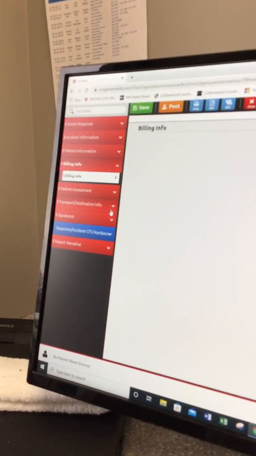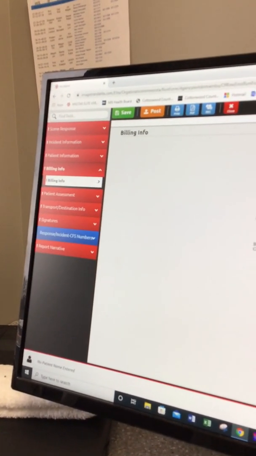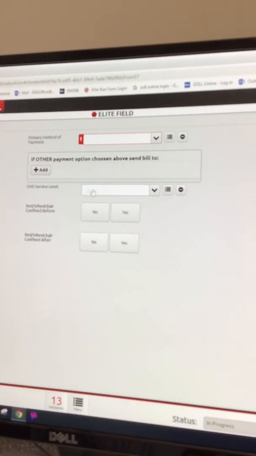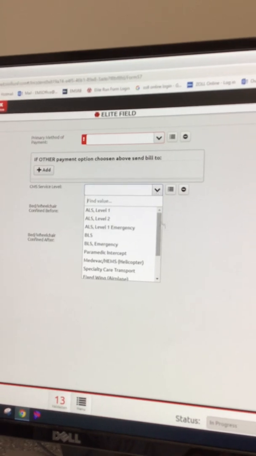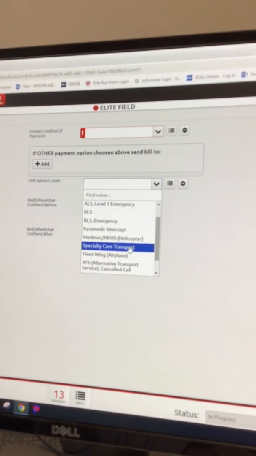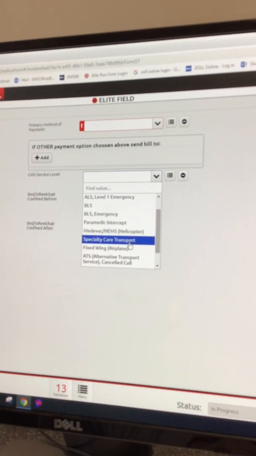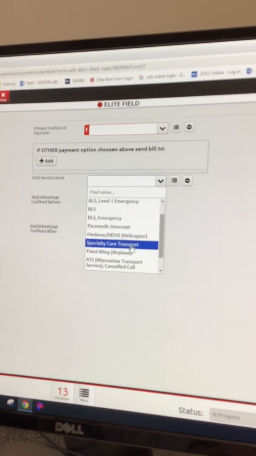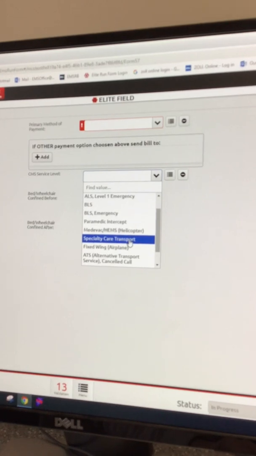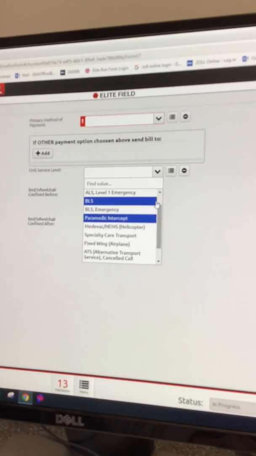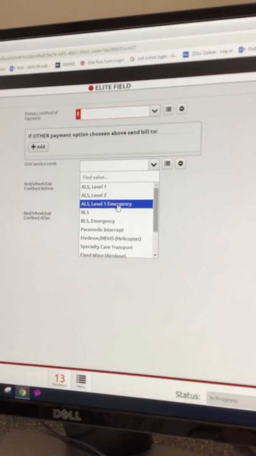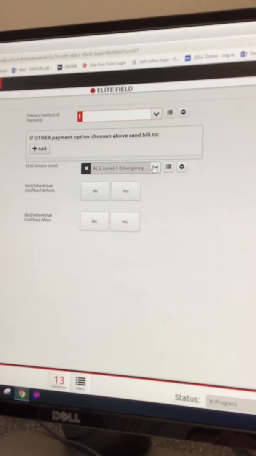The next tab that I'm going to go to is the billing info tab. This primary method of payment, again, is going to come off the patient's face sheet. This CMS service level, again, we will not pick specialty care transport. We are no longer able to pick this choice. We can, but it's not correct. Our local ambulance runs will always be an ALS level 1 emergency.